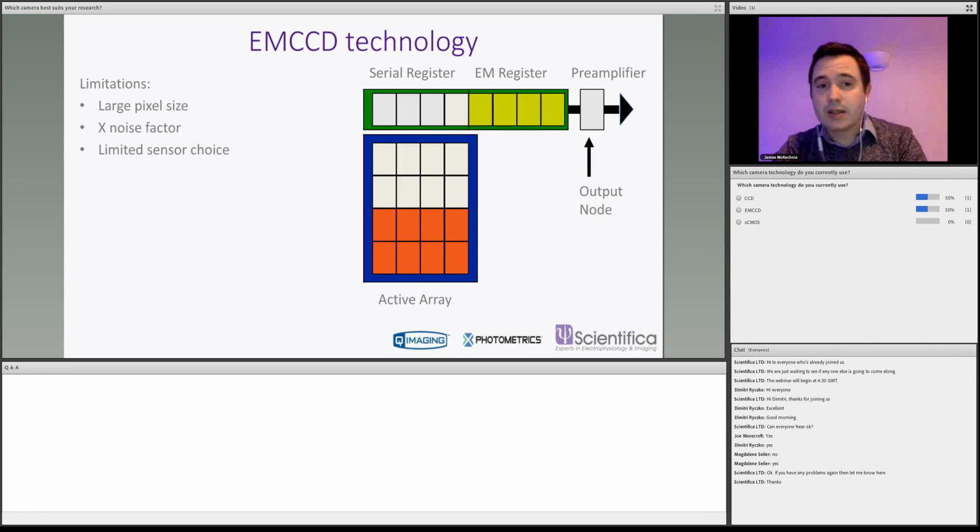We have something called the excess noise factor, which is this uncertainty with how much you're actually increasing your signal in the EM register. That becomes important because it basically multiplies that photon shot noise I spoke about. And so you get to a certain point where actually using an EMCCD camera will be more noisy than just using a standard straightforward CCD camera. And you're reasonably limited on your sensor choice.